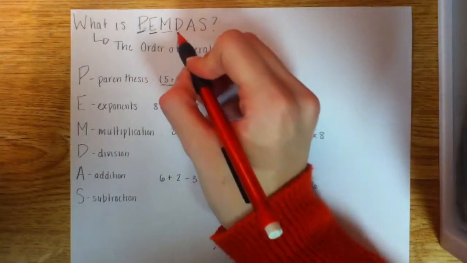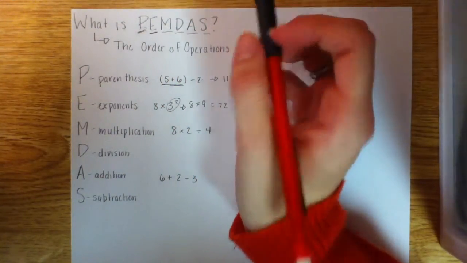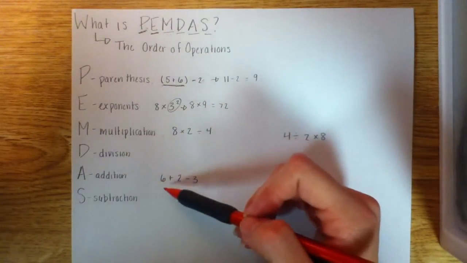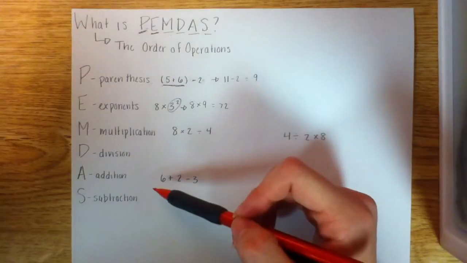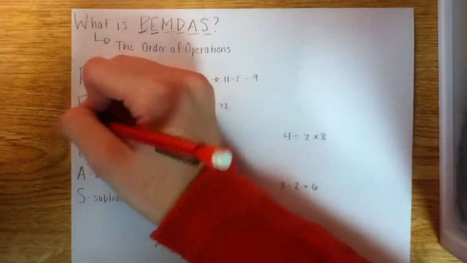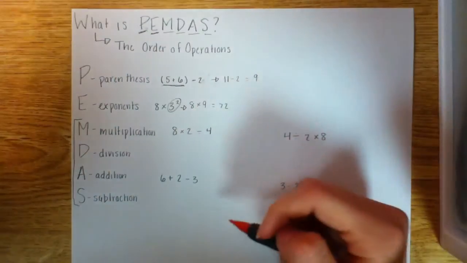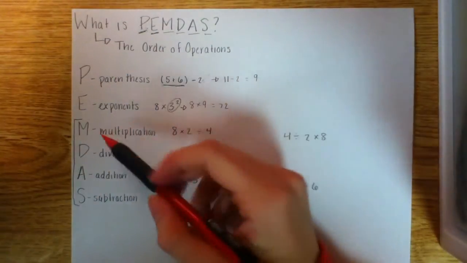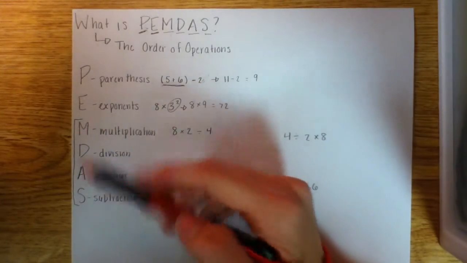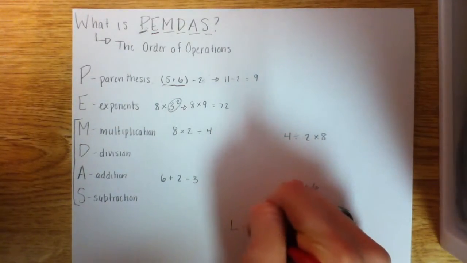So the M, the D, the A, and the S. What do they stand for? Well, the M stands for multiplication, the D stands for division, the A stands for addition, and the S stands for subtraction. These are a little bit more special than the parentheses and exponents. Any equation with these, you read them as if they were a book. You go left to right.